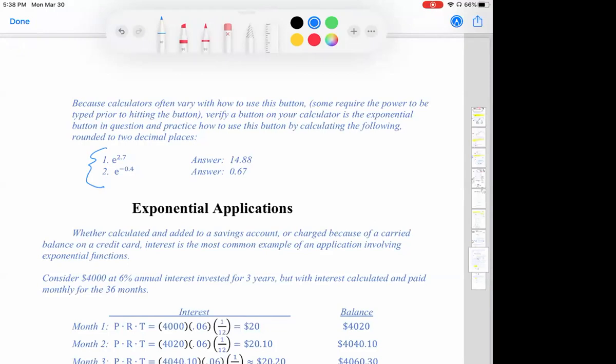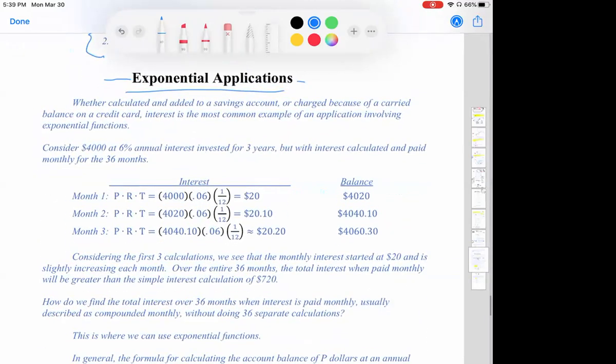All right, exponential applications. I think this is our last tidbit of our section. Working with exponents, there are exponential functions that we work with a lot when calculating interest. So let's continue reading. When calculated and added to a savings account or charged because of a carried balance on a credit card, interest is the most common example of an application involving exponential functions. So consider $4,000 at 6% annual interest invested for 3 years, but with interest calculated and paid monthly for the 36 months.